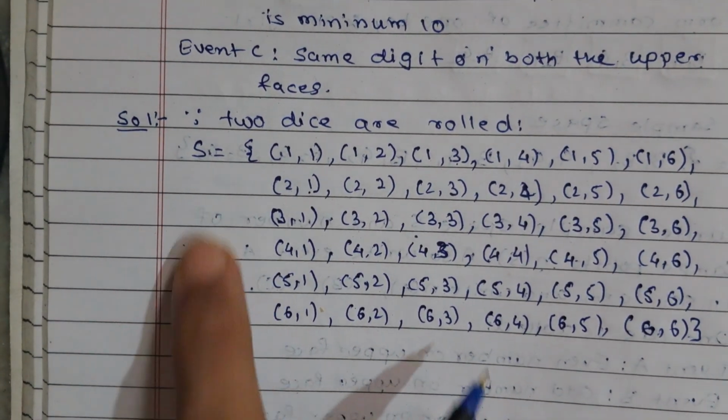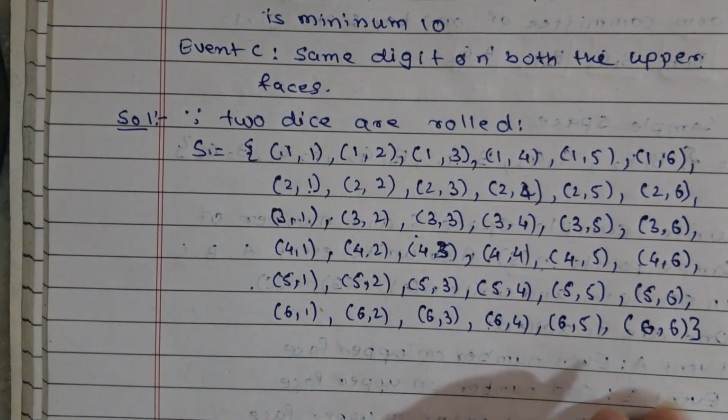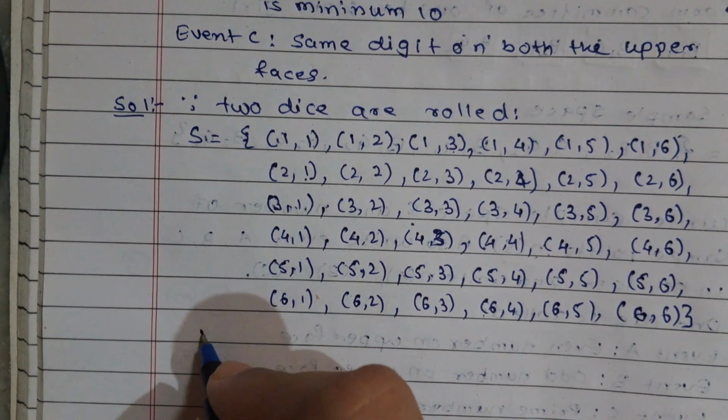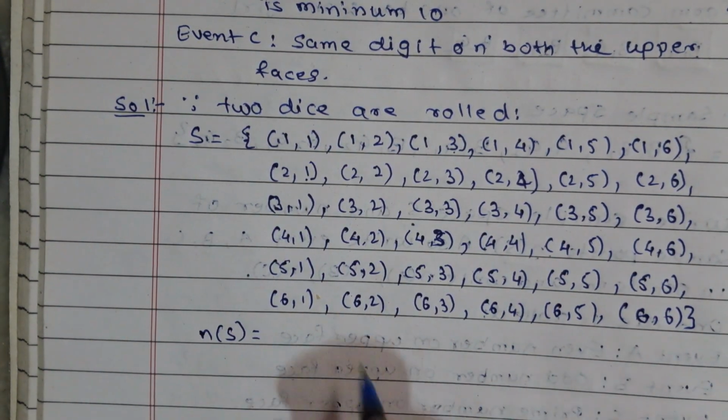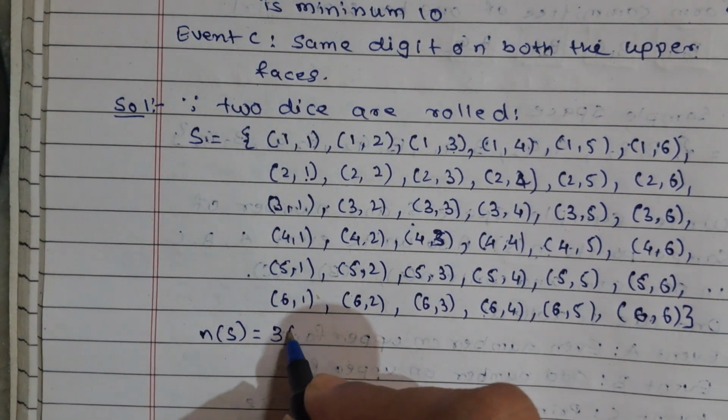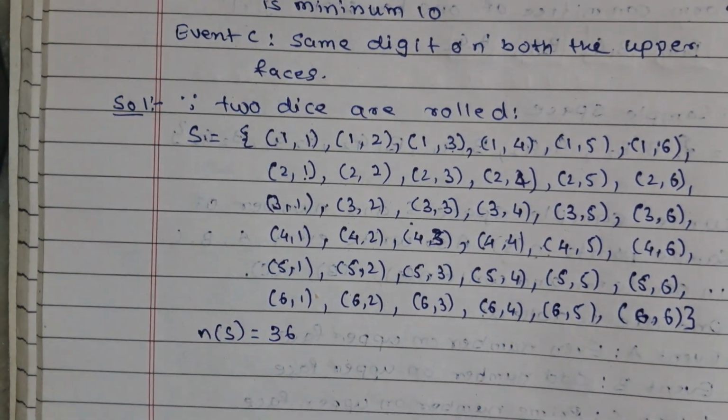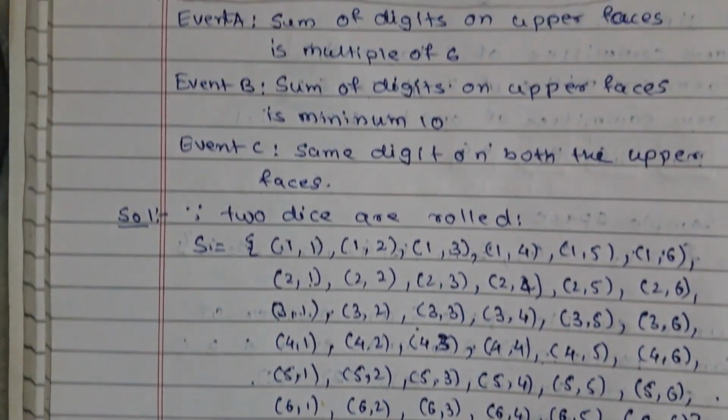So here I have listed down all the possible values. Now it's time for n of S. If you count all these things, there will be a pair of 36 values. So n of S will be 36. And now let's go to the events one by one.